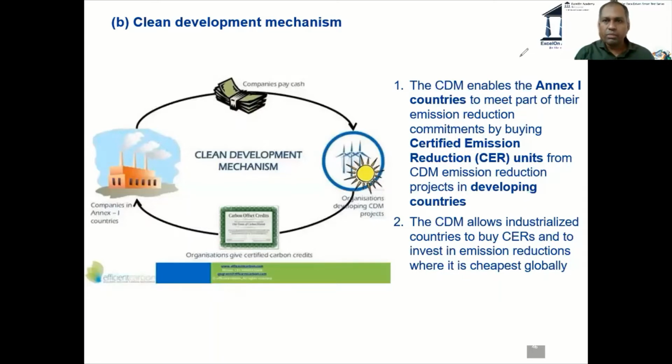Okay, so let's look at clean development mechanism. First, look at the image on the left hand side and see what is written on the right hand side. Take about 30 seconds. I want you to just look at the slide for 30 seconds, after which I'll ask you a series of questions as we always do. First, I'll ask you questions and then I'll explain.